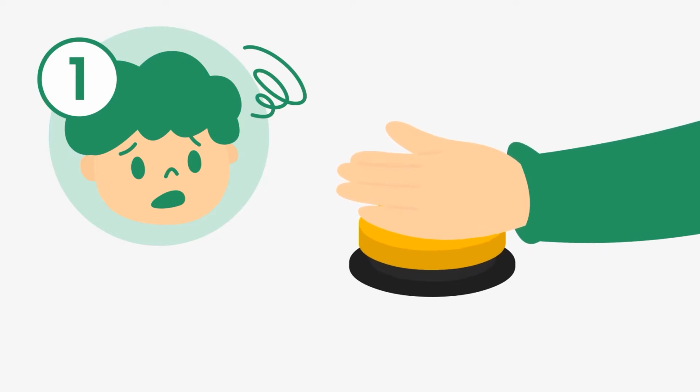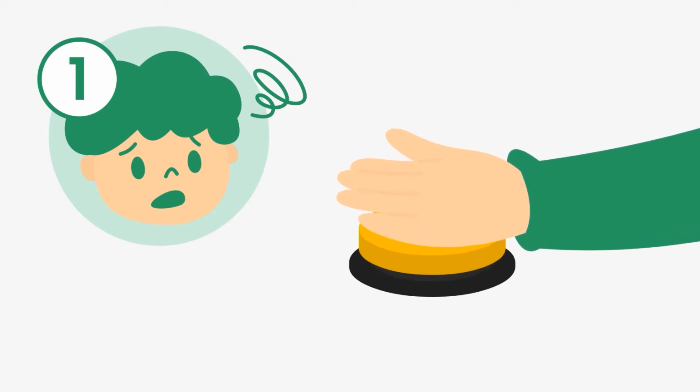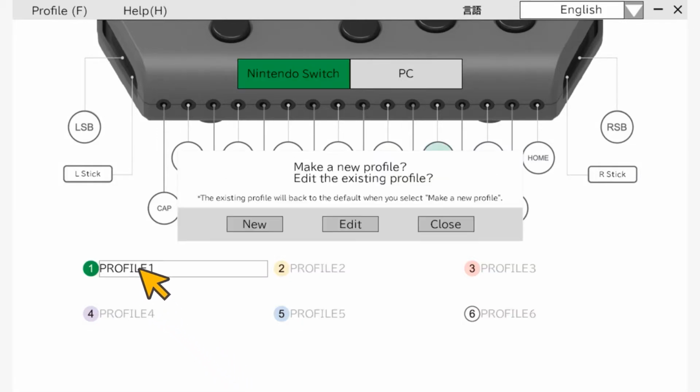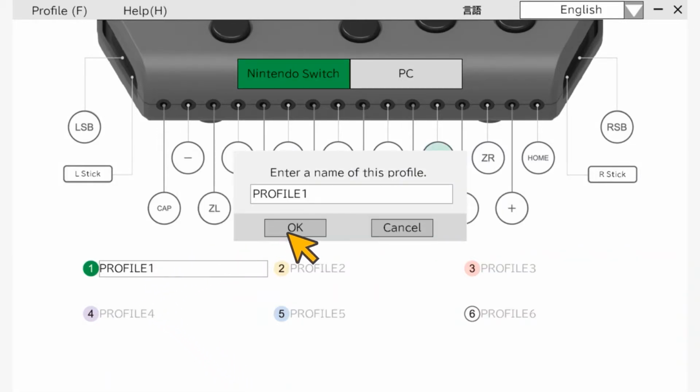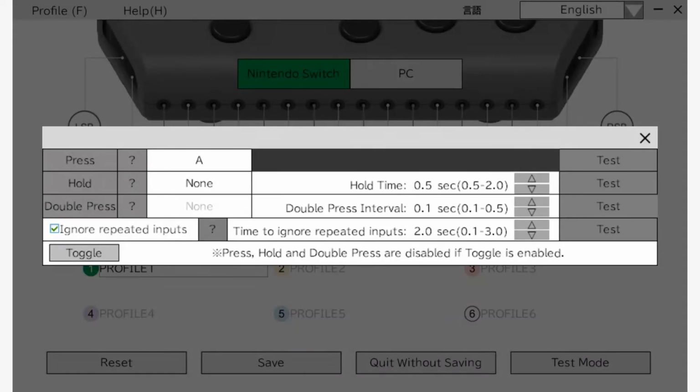The first setting is for those who can press the external switch connected to the A socket, but unintentionally press it too many times due to a shaky hand. Firstly, select Profile 1 and create a new profile. You will see the window that comes up when clicking on A. Set the press to A, hold to None, double press to None, tick a checkbox of Ignore repeated inputs, and set the time to 2 seconds.